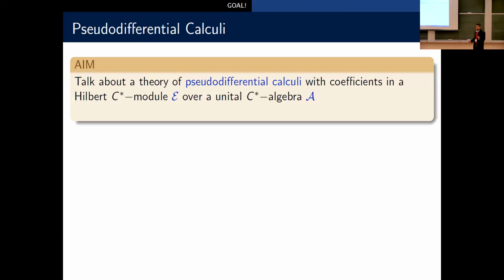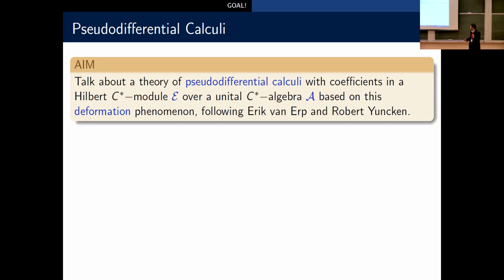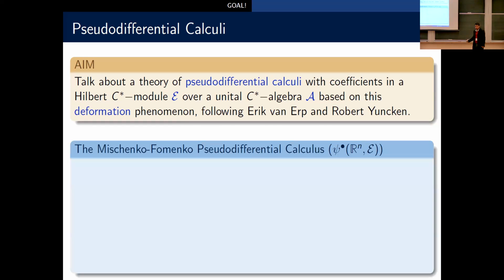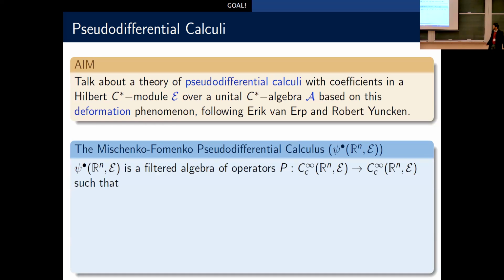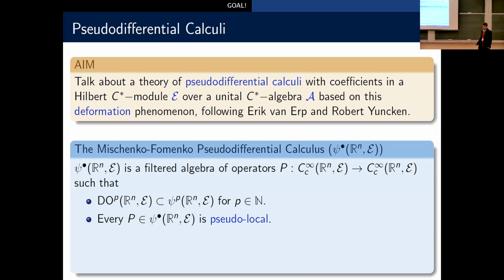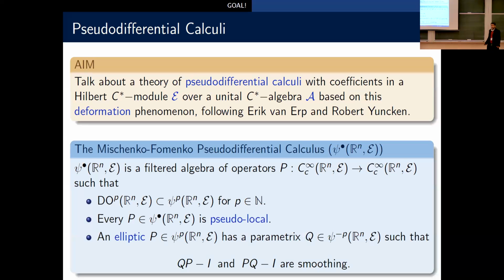So what I want to do in this talk is talk about a pseudo-differential calculus with coefficients in a Hilbert C*-module E over a unital C*-algebra A, following this deformation phenomenon which has been studied by van Erp and Yuncken. And what exactly is this pseudo-differential calculus by Mishchenko and Fomenko? It's a filtered algebra of operators, filtered by Z, such that they contain the differential operators. Every operator is pseudo-local, I'll tell you what that means at some point. And every elliptic operator would admit a parametrix, or an inverse up to smooth error terms. Okay, so that's what I want to do.